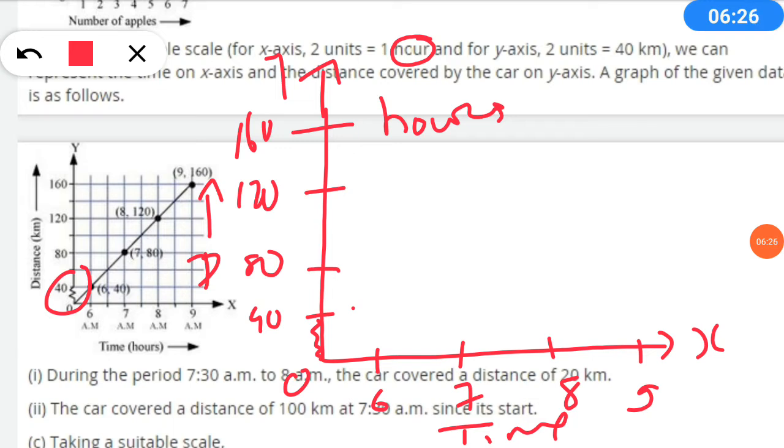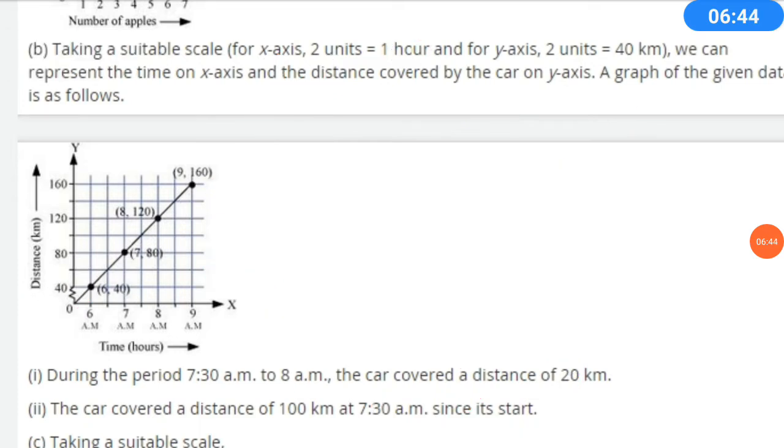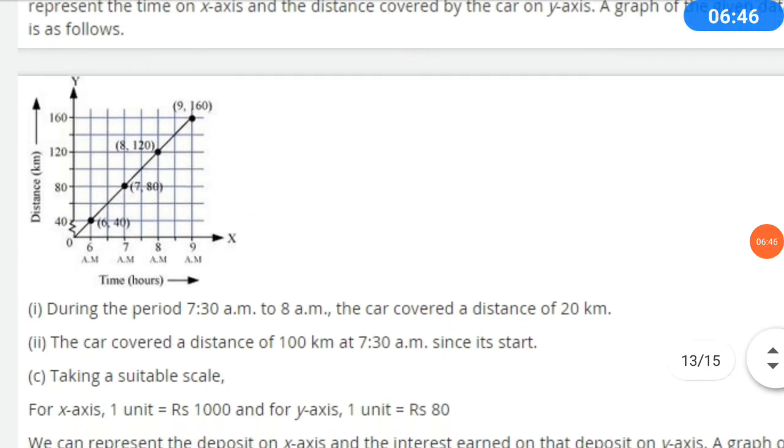At 6 o'clock the distance of the car is 40 kilometers. At 7 o'clock the distance of the car is 80 kilometers. At 8 o'clock the distance of the car is 120 kilometers, and at 9 o'clock the distance of the car is 160. So here this one will be a straight graph. Clear?